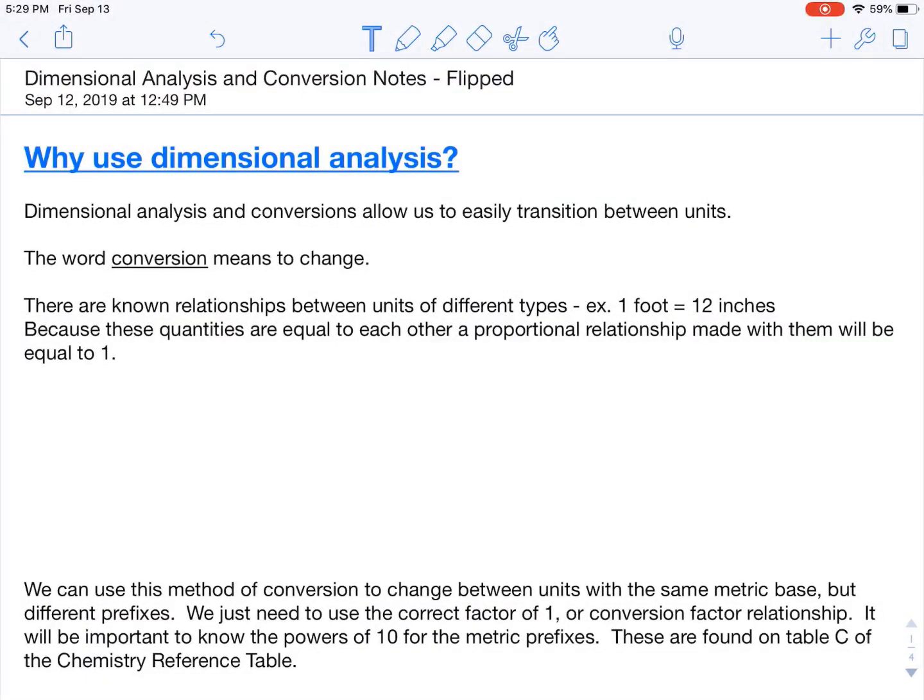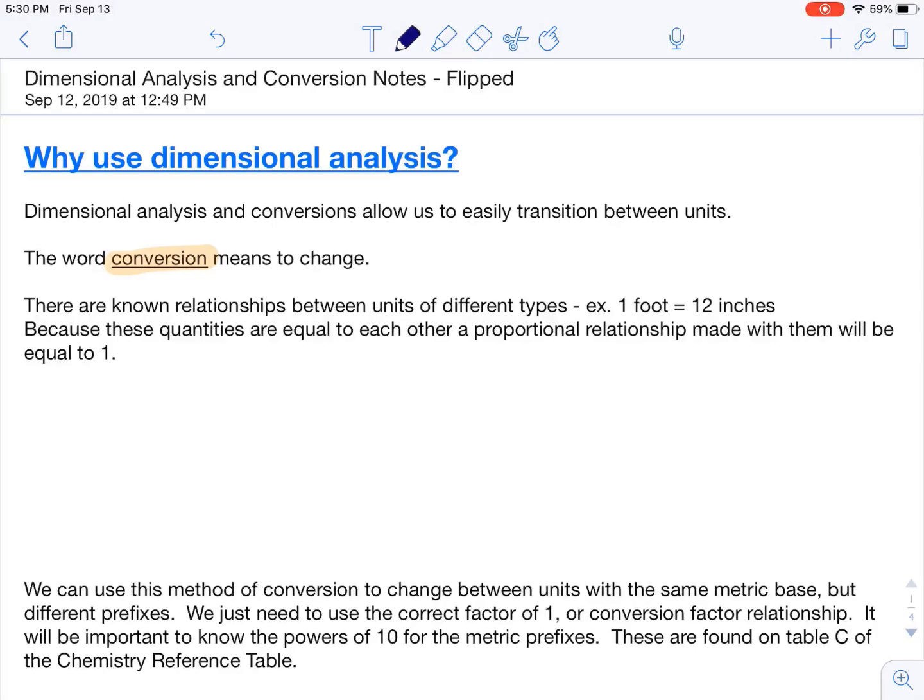So this video is going to be a review for us of why we use dimensional analysis. In the process of dimensional analysis, or converting between units, we are looking for a way to make sure that we can efficiently and correctly change between one unit type and another, which is what conversion actually means. Conversion means to change.